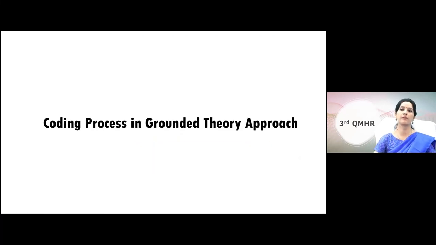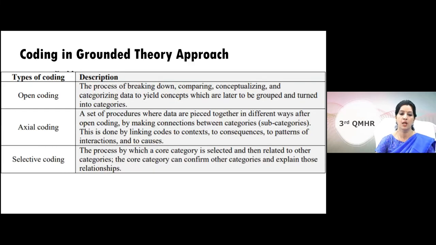So now we will discuss a few concepts regarding the grounded theory approach. In the grounded theory approach, we have read that there are three types of coding process: open coding, axial coding, and selective coding. The type of coding where you are breaking and splitting the data open is the open coding.